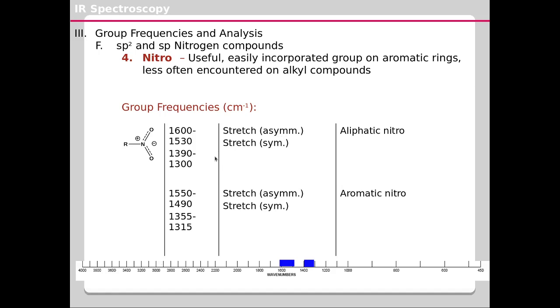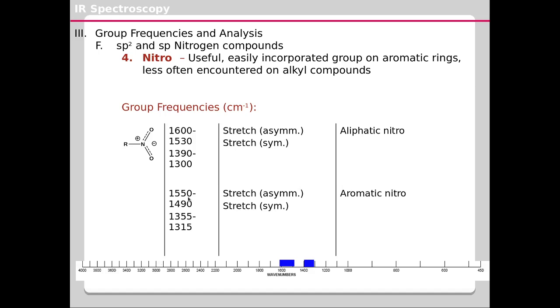The symmetric stretching vibration for aliphatic nitro compounds usually comes between 1300 to 1390 centimeter inverse, whereas the asymmetric stretching vibration usually comes in a range of 1530 to 1600 centimeter inverse. For aromatic nitro compounds, the symmetric stretching vibration of the nitro functional group comes between 1350 and 1355 centimeter inverse, and the asymmetric stretching comes between 1490 and 1550 centimeter inverse.